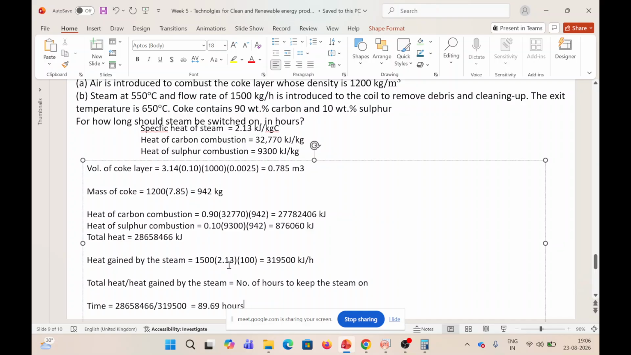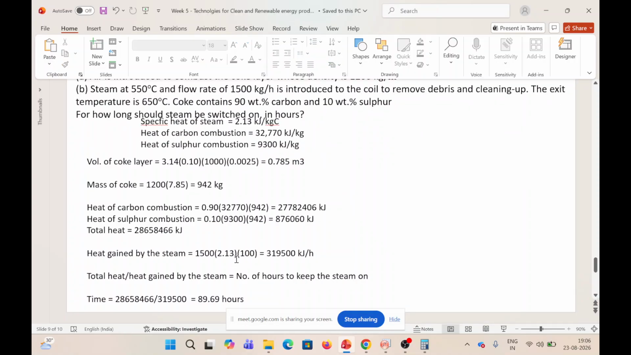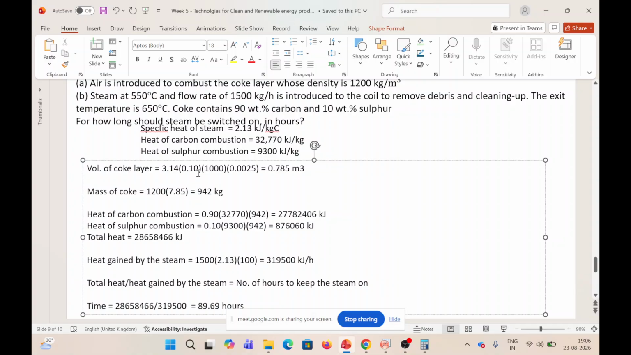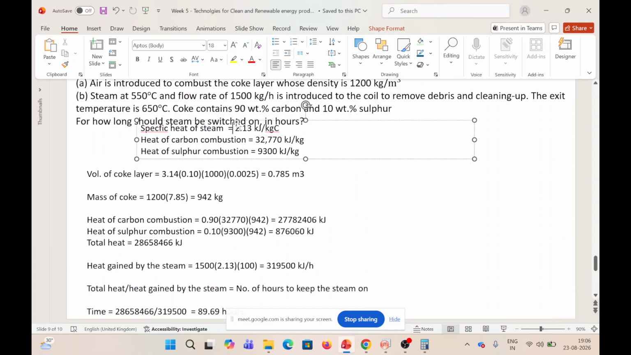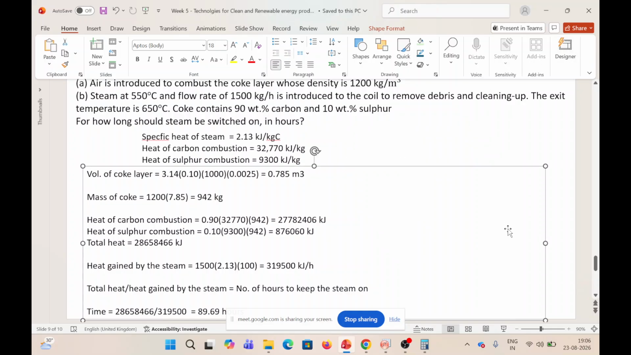Just a second. Yes. So for these many hours, you need to keep the steam on so that you can get the required amount of heat from the system, or the steam can be used for the combustion. Any questions in the way we went with the calculation? Anyone?